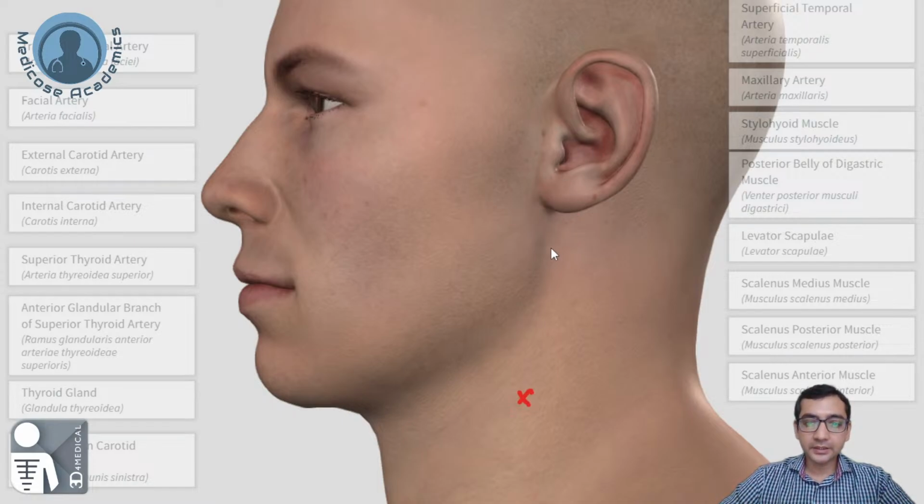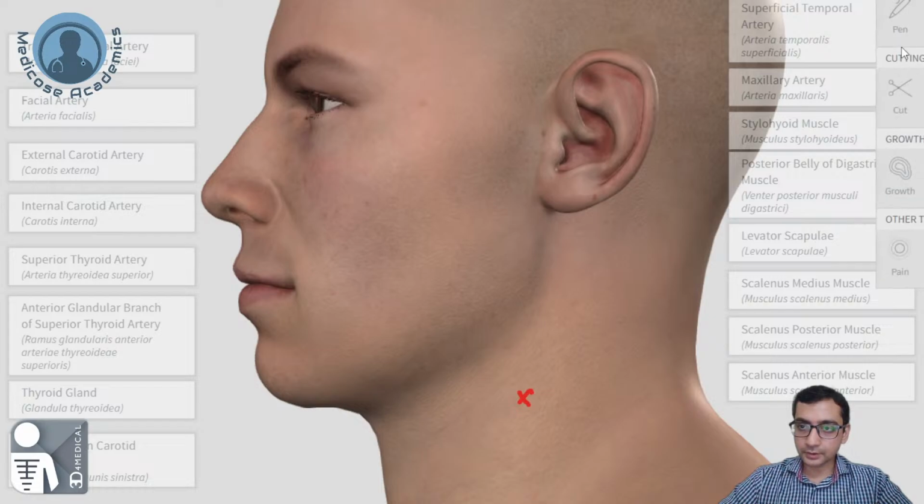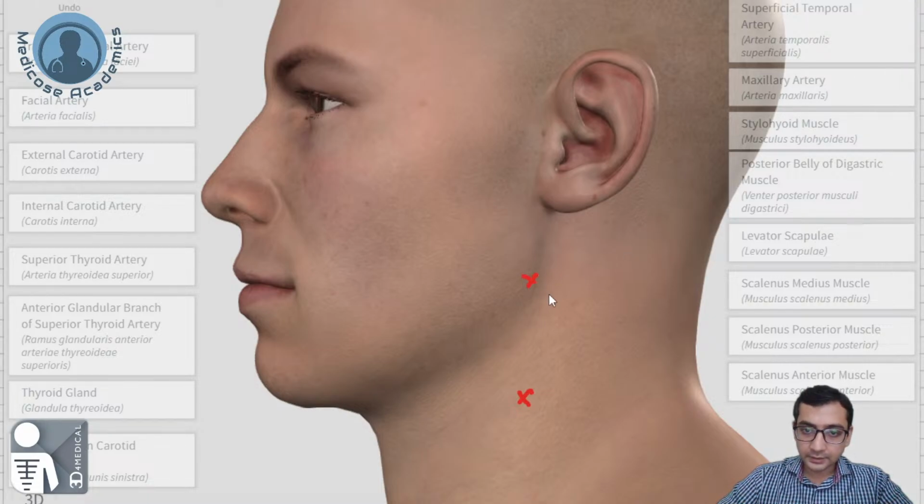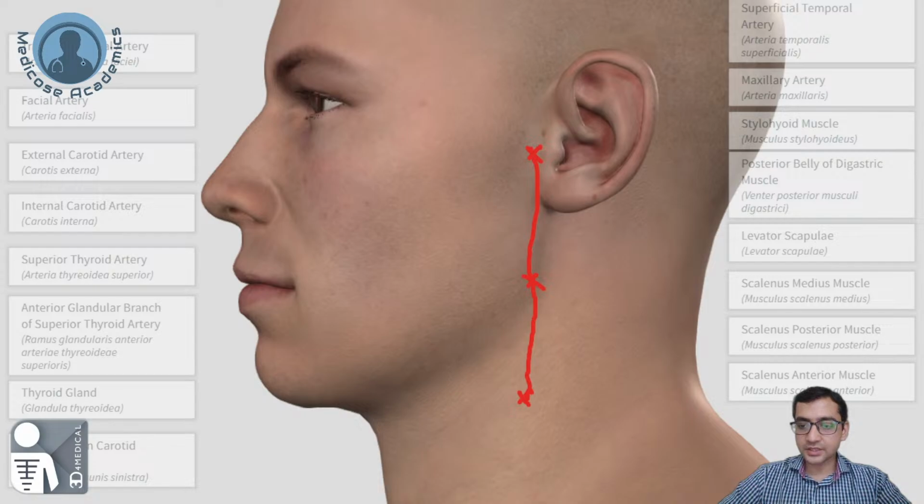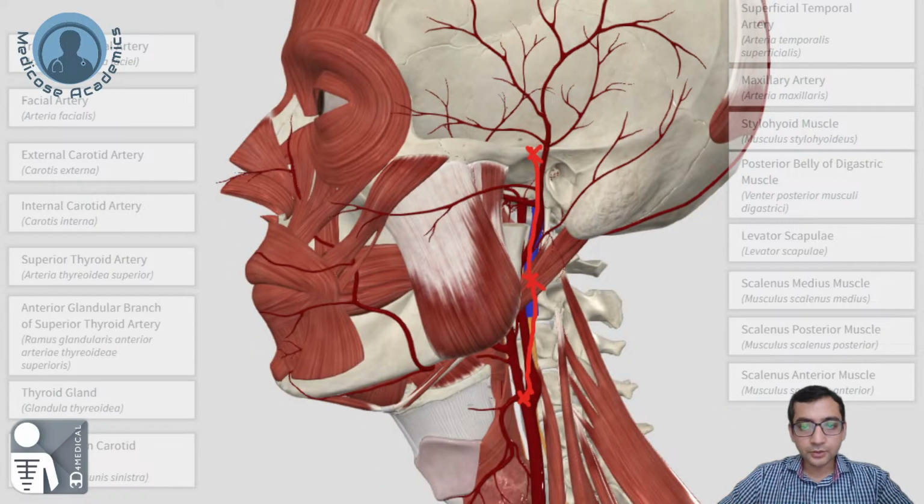Then you go to behind the angle of the mandible. This is called the tragus of the ear, and just in front of the tragus of the ear is where the external carotid artery runs. We can check it. We may be in the ballpark.